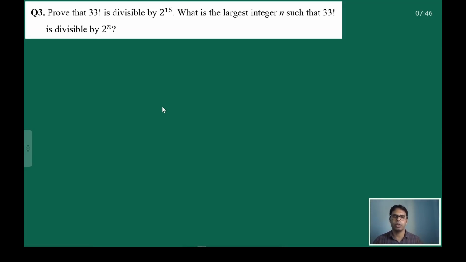So now come to the solution of this problem, and before that, it is an interesting question actually.